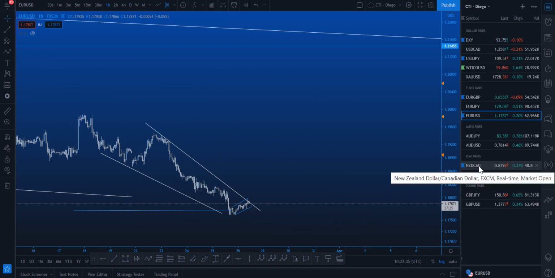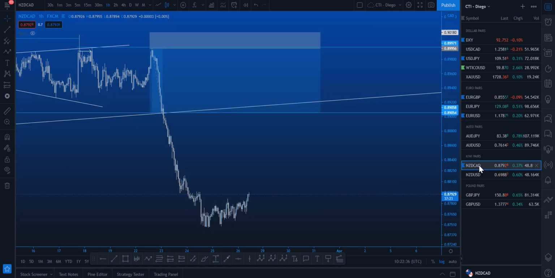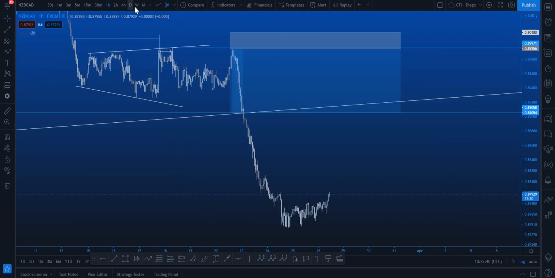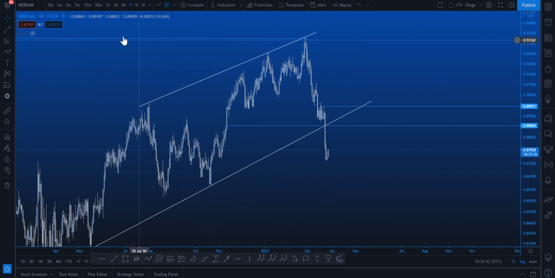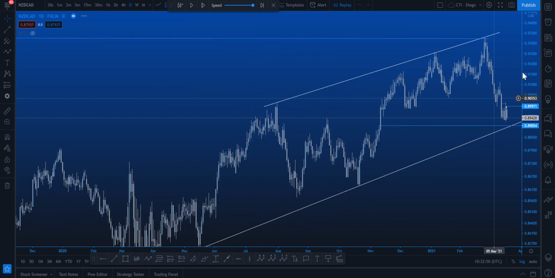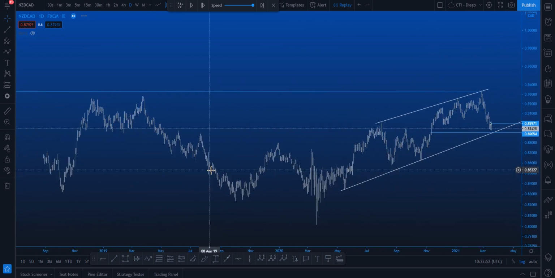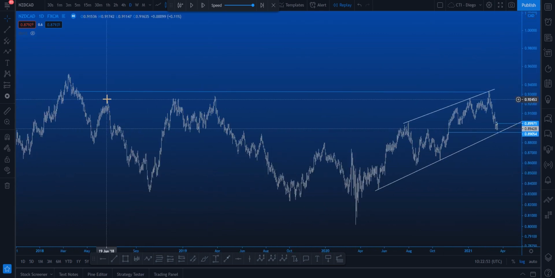Next on the list is New Zealand CAD. So let me just walk you through New Zealand CAD. If we zoom into the daily time frame, price was approximately here. We zoom out. Again, we've got a stop hunt of this level, this level, this level, and then this level. Some unfilled liquidity that was mapped out from a while ago in confluence with 1, 2, and 3.